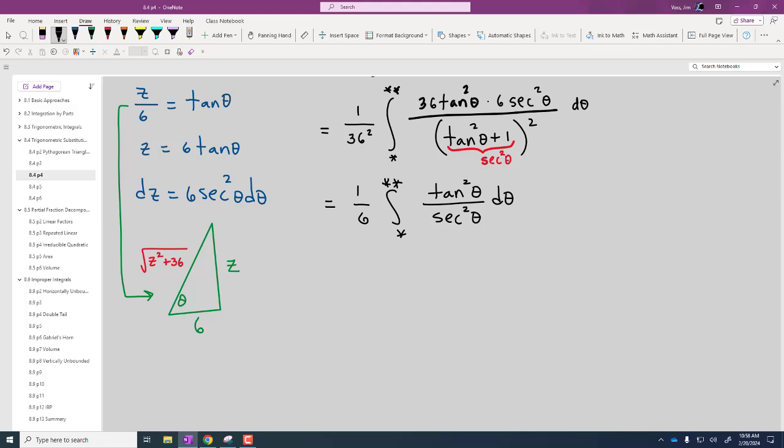Then we go to Pythagorean theorem. So if we rewrite tangent squared, let's see if it helps. Memorizing that triangle is key. Tangent is on this side, secant is on the hypotenuse, 1 is down there. So tan squared is secant squared minus 1, over secant squared.